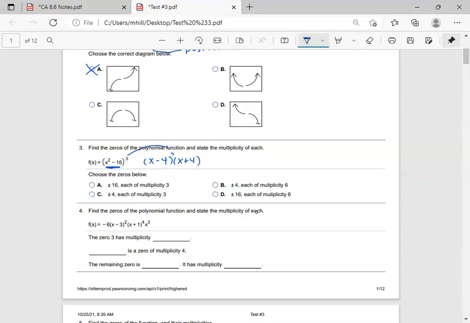And both of those are to the 3rd power. So the next thing I know is the 0: if the factor is x minus 4, then the 0 is positive 4. And the multiplicity here would be 3 because it's raised to the 3rd power. This other 0 is negative 4 because it's always the opposite of whatever is in here. And its multiplicity is whatever the exponent is, so to the 3rd power. So C would be the right answer here. Positive 4 and negative 4, each with a multiplicity of 3.